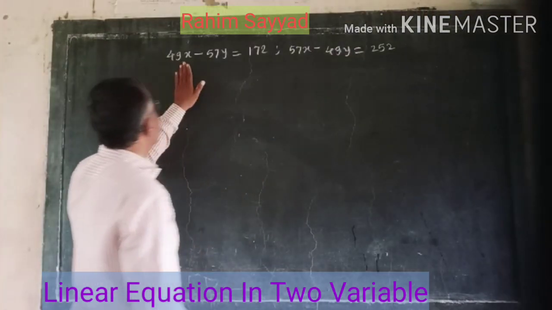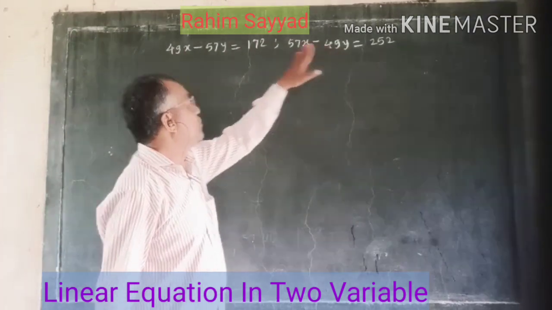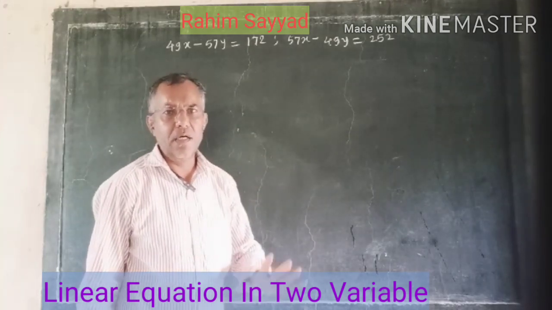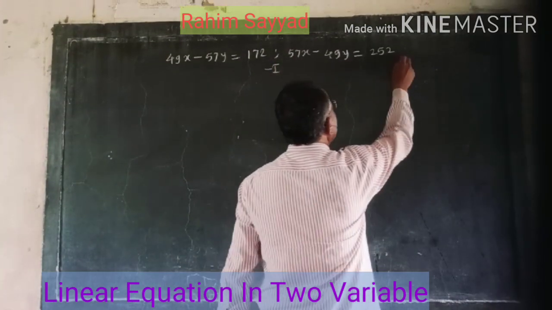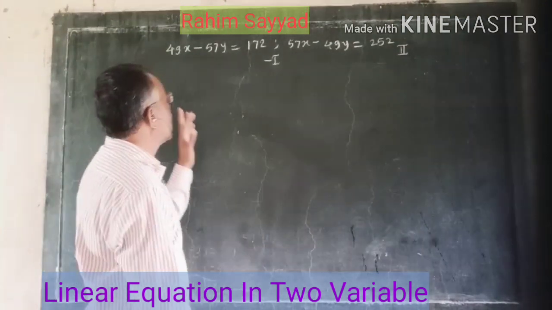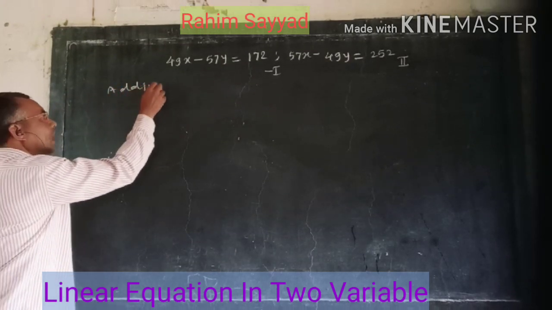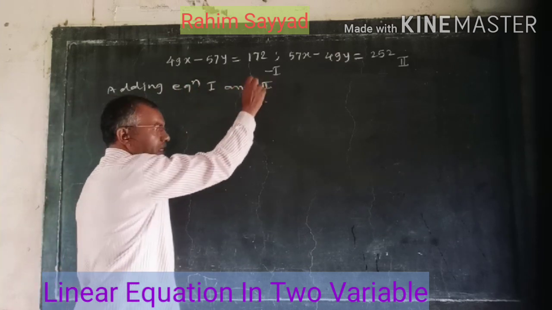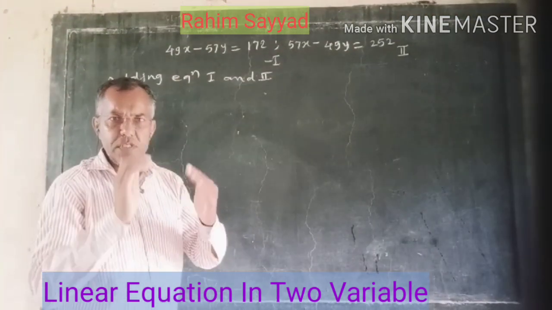Now see here, the coefficient of x is the coefficient of y, and the coefficient of y is the coefficient of x. Then at that time you have to write adding equations first and second. Here equation first and here equation second. Then we will write here, adding equation 1 and 2. Then you have to write these two equations one by one.